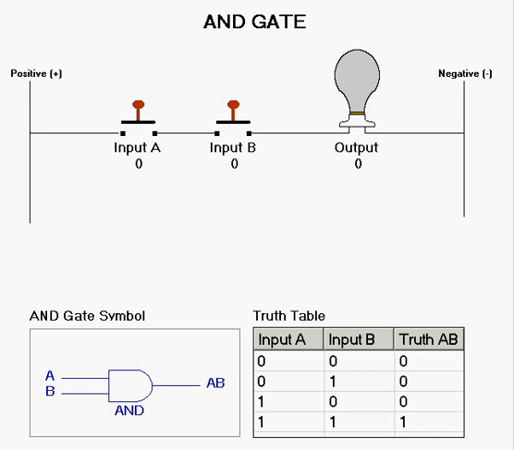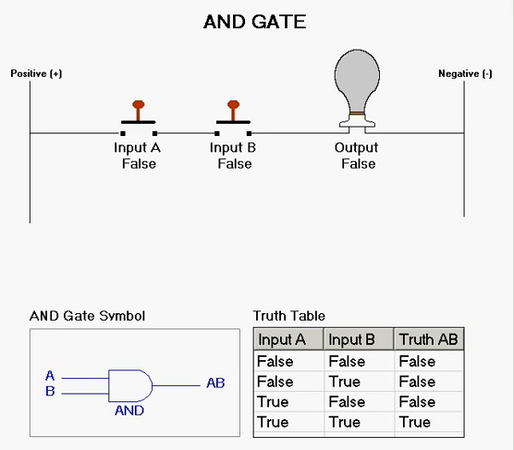For this demonstration, I'll be showing the status of both the inputs and output as true and false. Here I used momentary push button switches to represent the inputs of the AND gate, and a light bulb to represent the status of the output. Whenever the light bulb is dark, as it is now, this represents a 0 or a status of false. Whenever the light bulb is lit, this represents a 1 or a status of true.